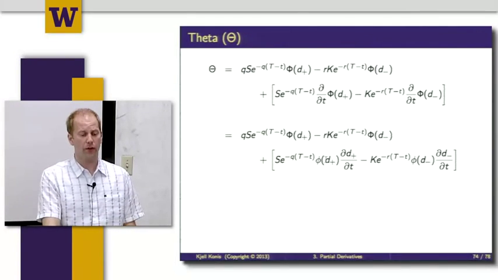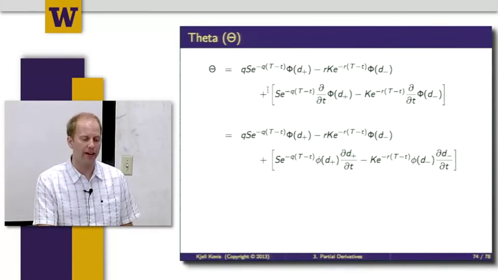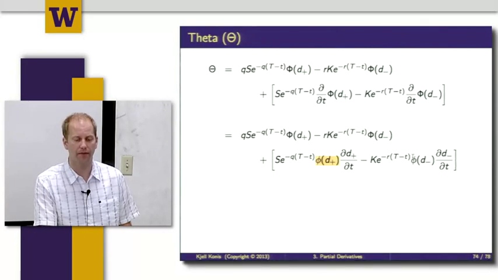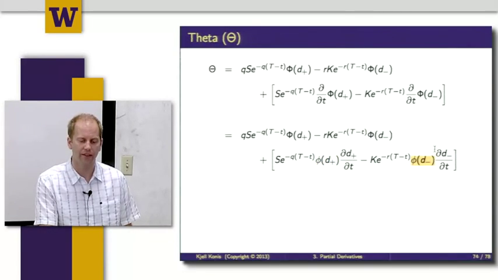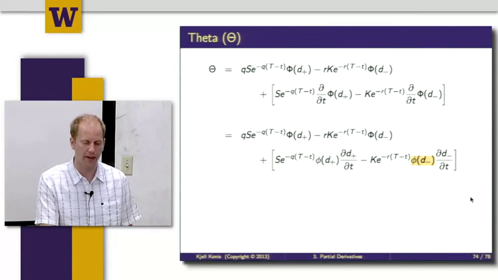So here I'm just working on the part in the square brackets. Here I've used the chain rule. So the derivative with respect to t of capital phi of d plus has become lowercase phi of d plus times the partial of d plus with respect to t. And then the same thing for the second term. The derivative with respect to t of capital phi has become lowercase phi of d minus times the partial of d minus with respect to t.